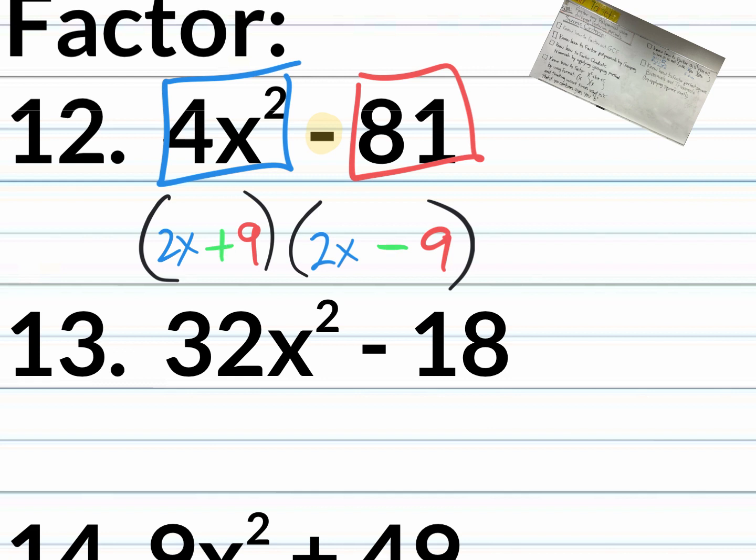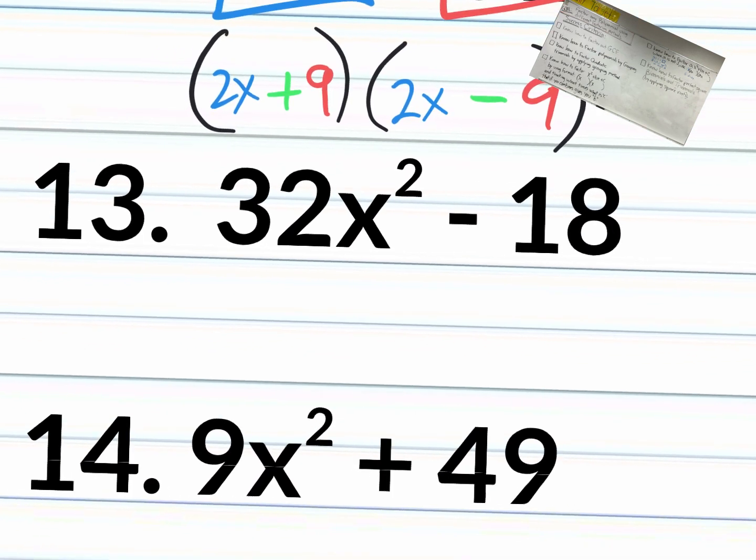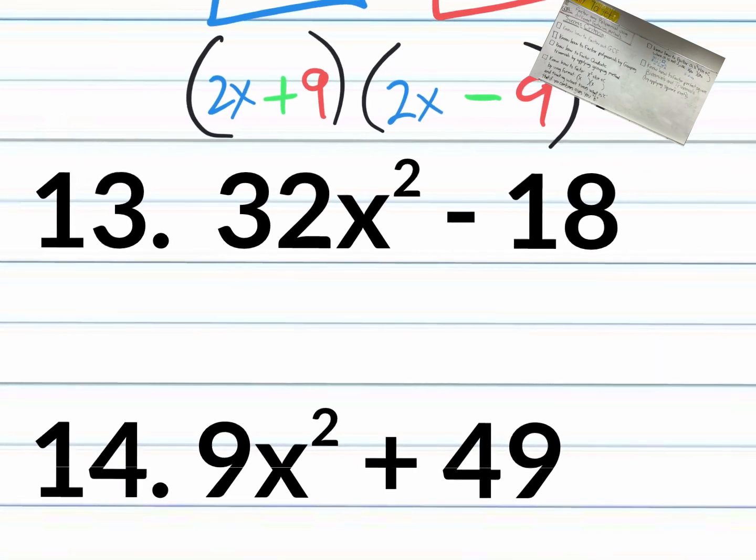Number 13, are these perfect square terms? No. So what type of factoring should I do? GCF. Always try to do the GCF first. What is the GCF of 32x squared and minus 18? 8 times what is 8? 9? 9 times? No, not 9.